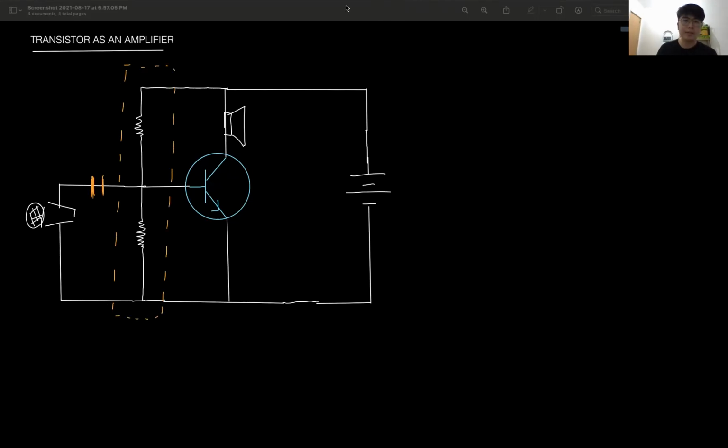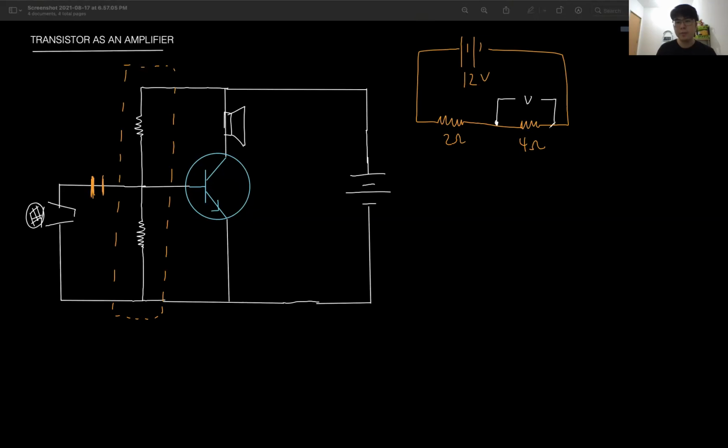What is a potential divider? If you have, like, 12 volt and 2 resistors, 12 volt, and this is 2 ohm, this is 4 ohm. How do you know the voltage over here? This is like a potential divider circuit, meaning that the 2 ohm and the 4 ohm share the voltage.